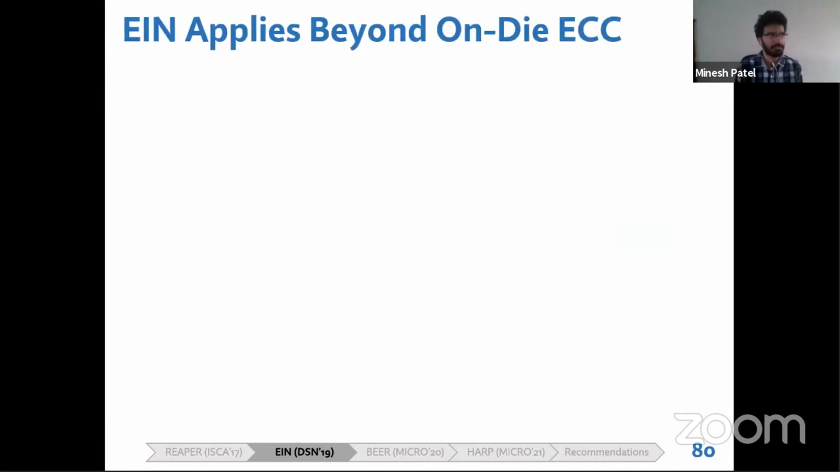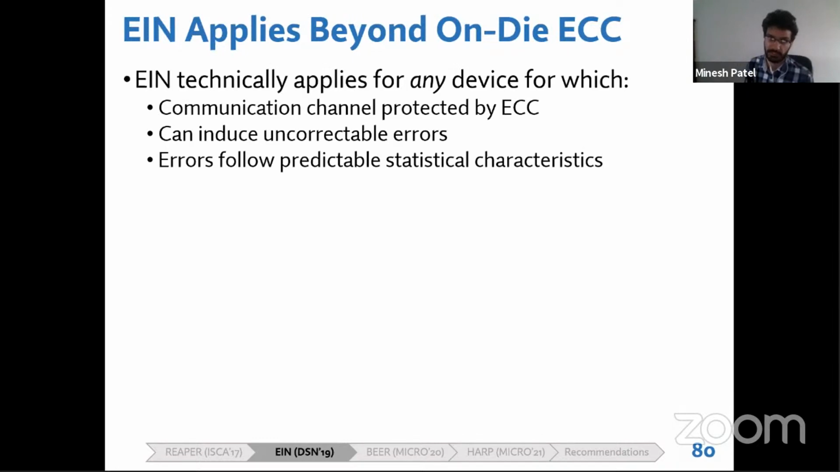One thing that we would like to note is that EIN applies beyond just on-die ECC as we demonstrated here. EIN technically applies to any device where there's a communication channel that's protected by ECC, where we can induce uncorrectable errors. For example, here we use data retention errors, but if an analogous error mechanism exists to exploit, we can potentially use EIN, provided that these errors follow predictable statistical characteristics.